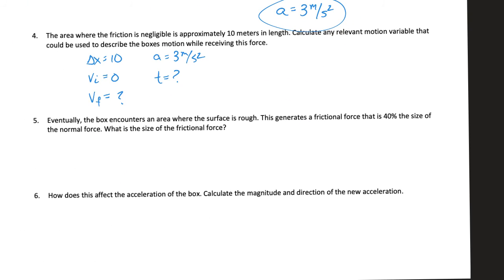Eventually, the box encounters an area where the surface is rough. This generates a frictional force that is 40% the size of the normal force. What is the size of the frictional force? Friction equals 40% of the normal force. I'm very unlikely to say that. I'm probably just going to tell you what the coefficient of friction is since we've used that word. 70 newtons.